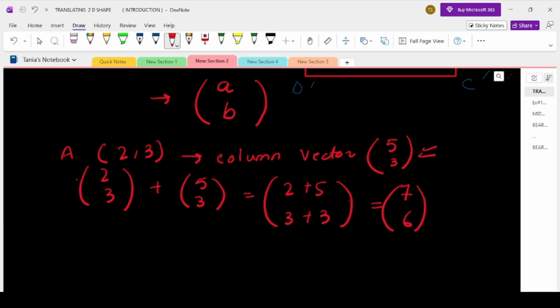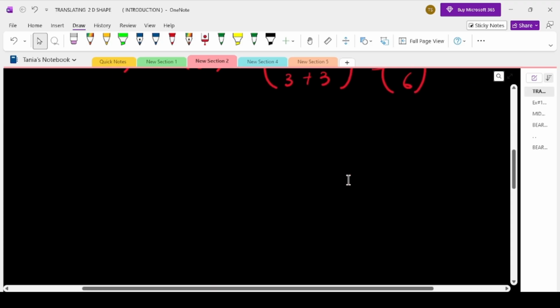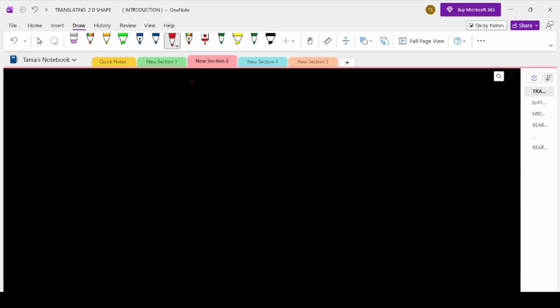But sometimes we use a few facts when we are dragging the figure on a coordinate grid, when we have a column vector (a, b). Sometimes a may be positive or negative, and b may be positive or negative. Whenever they change their sign, their nature changes.